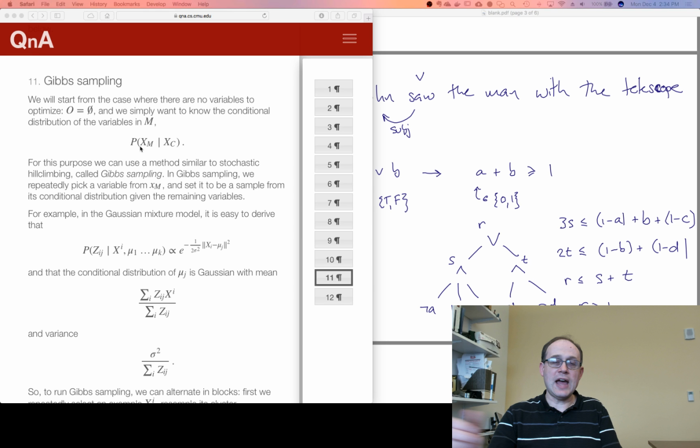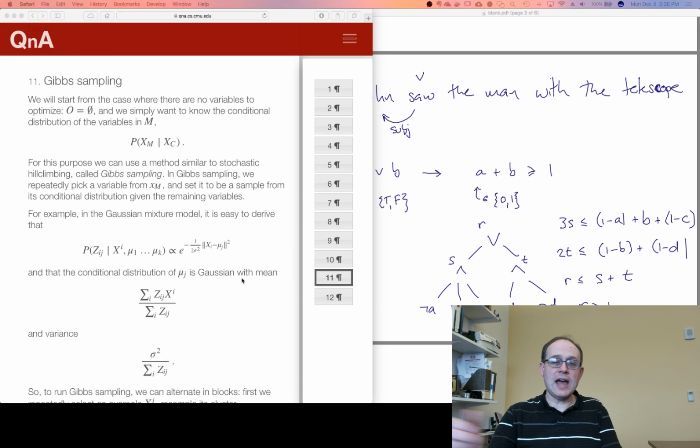So what we're going to do then is repeatedly pick a single variable or a small subset of variables from the ones we're marginalizing, and instead of optimizing over it, we're going to figure out its conditional distribution given all of the other variables, so all of the variables in XC and all of the variables outside our block in XM. We figure out the conditional distribution over our current block of variables, and we sample from that conditional distribution and set the variables to be that sample.